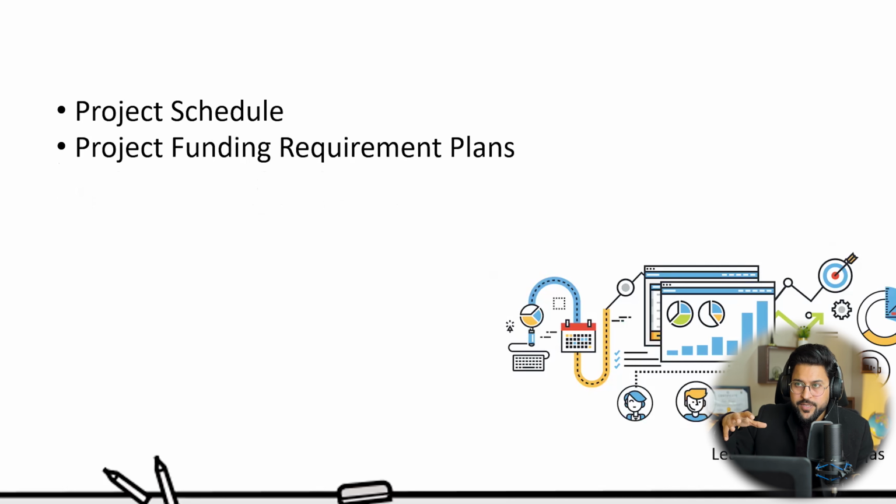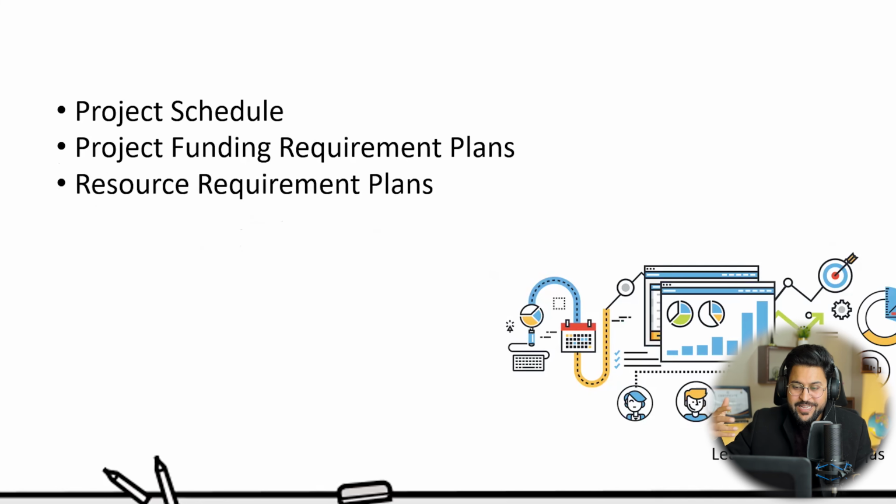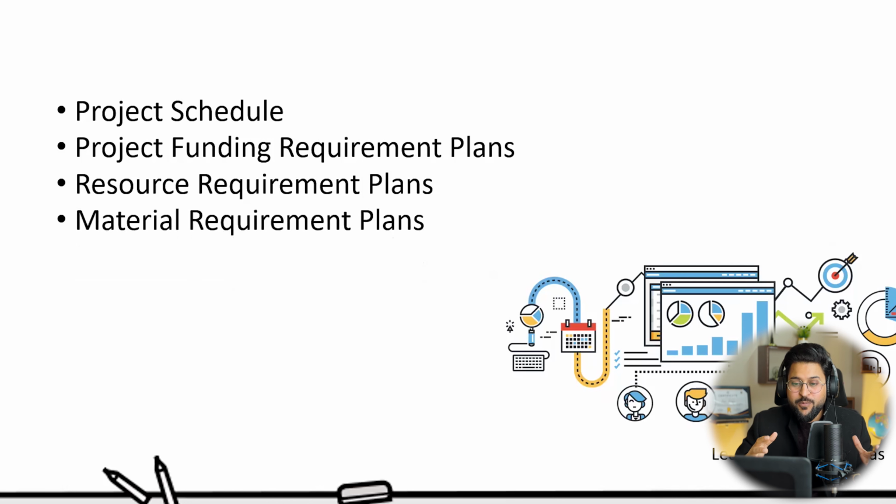These project schedules should reflect project funding requirement plans and resource requirement plans. Obviously, when you are going to make a building construction project, you are most interested that in 1 year, if you segregate that 1 year into 12 months, every month how much funding you require, how many resources every month you require, every month how much material, and what kind of material. So that is how the project schedule is going to help all the stakeholders.